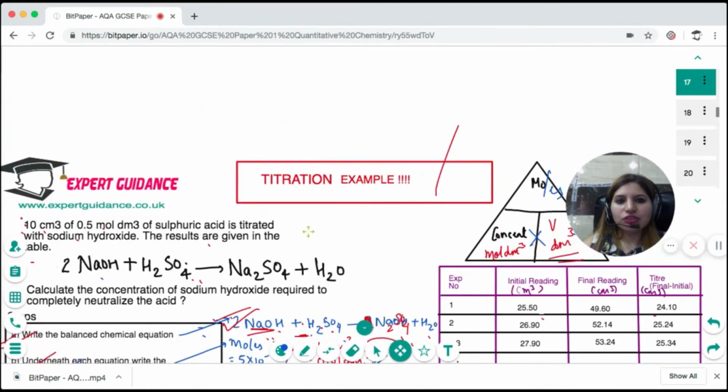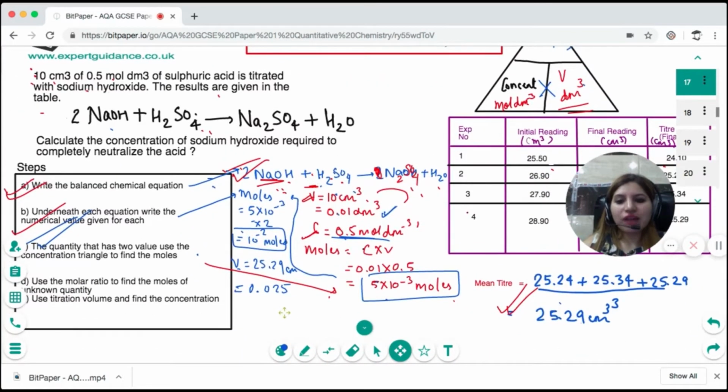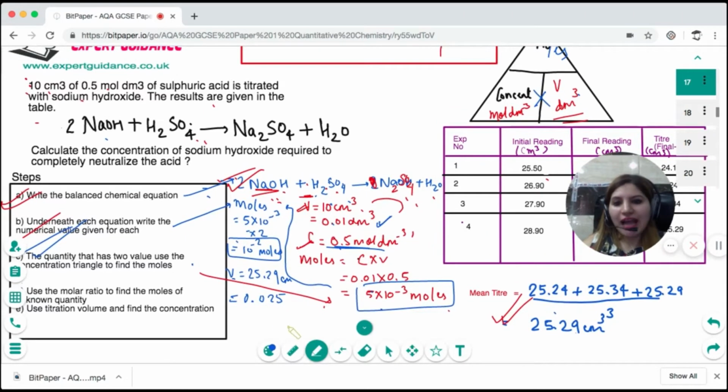And we will do 10 to the power minus 2 divided by the volume, and that will give us the concentration. Okay, so what is the moles? Moles is 10 to the power minus 2, and so we'll do 10 to the power minus 2 divided by the volume, which is 0.025, and that will give us 0.4 moles per dm cube as our concentration. Okay, so I hope this example is clear to you.